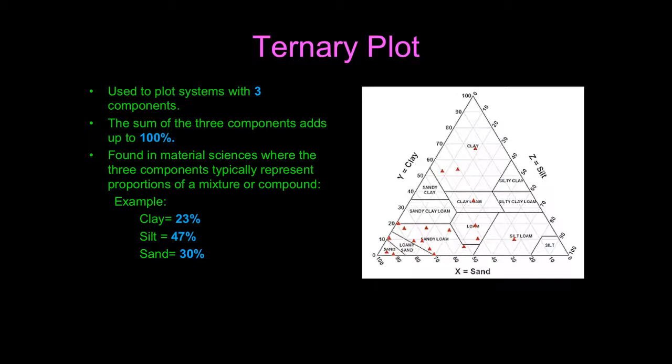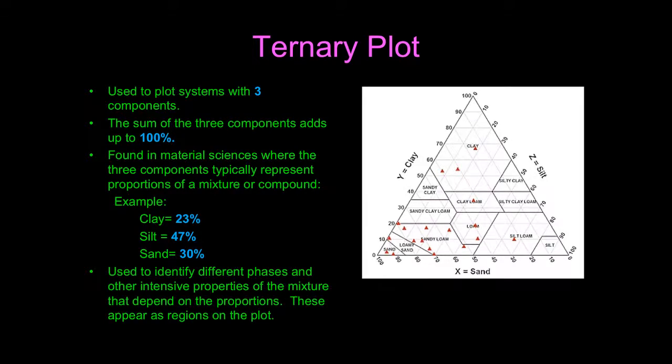For example, you can have a mixture that's 23% clay, 47% silt, and 30% sand. These plots are used to identify different phases and other intensive properties of the mixture that depend on the proportions, and these appear as regions on the plot.